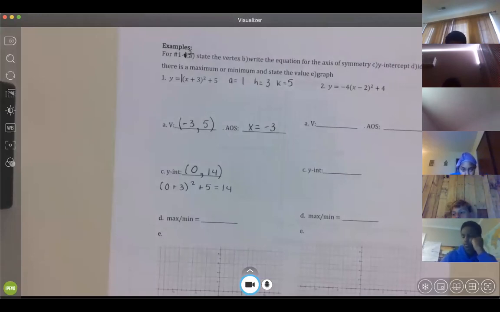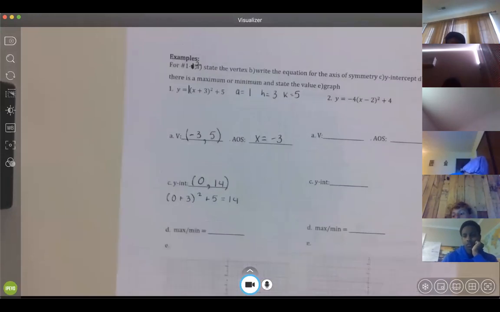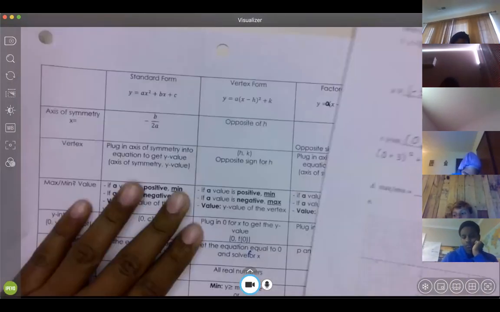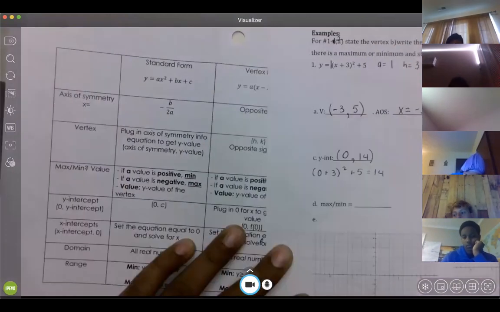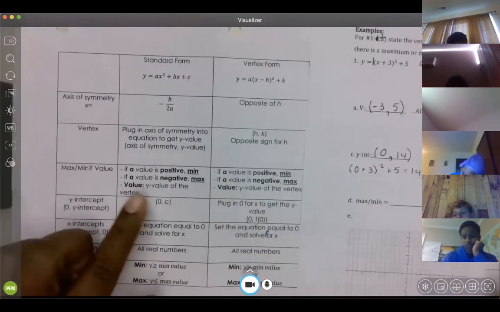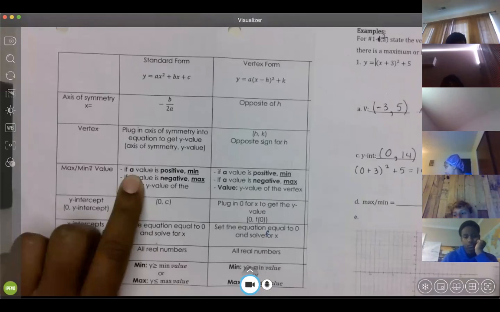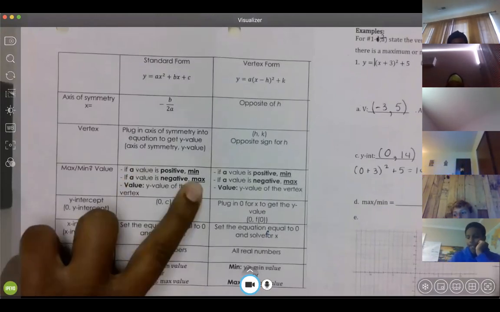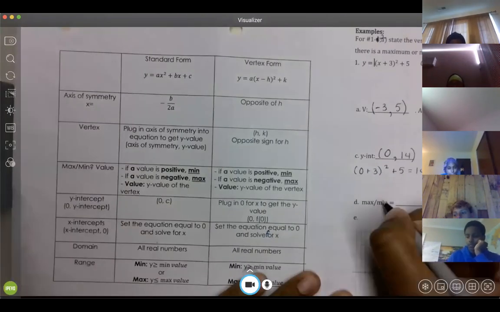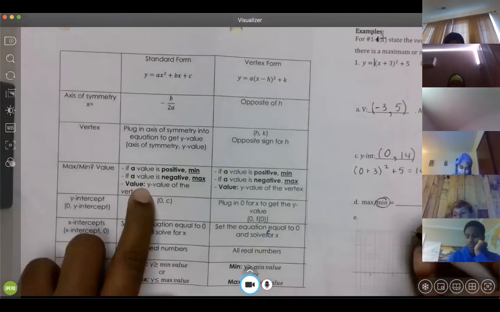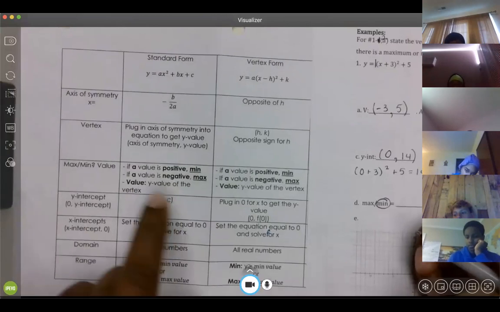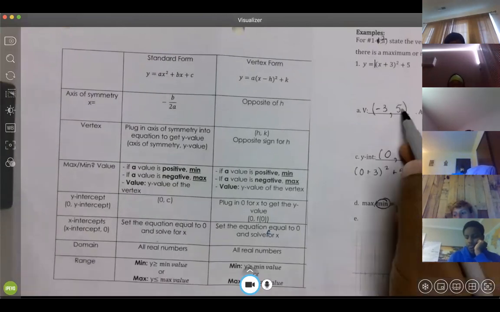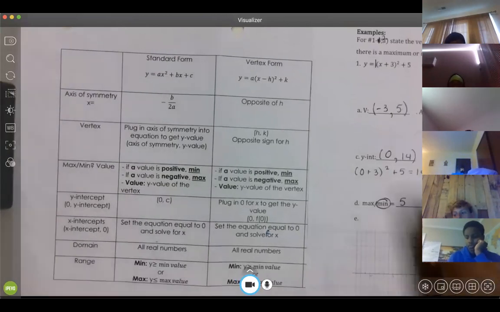All right, the maximum and the minimum. So if you look at your cheat sheet, to find the maximum or minimum, you're going to look at the a value, and Christian said that the a value was 1, which is a positive number. So if a value is positive, you have a minimum. So I'm going to circle minimum. And then the value of that is the y value of the vertex. So the y value of the vertex was 5. So that goes there.